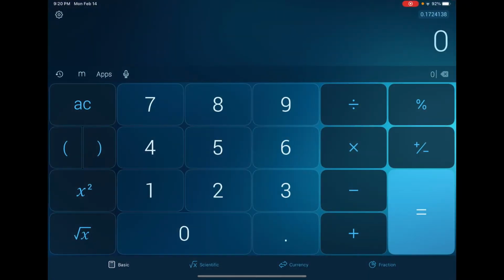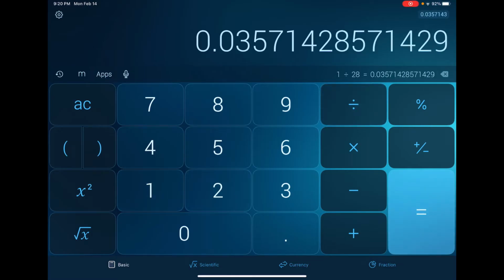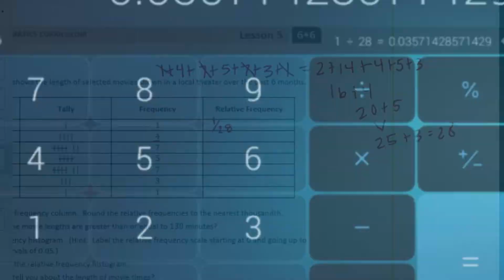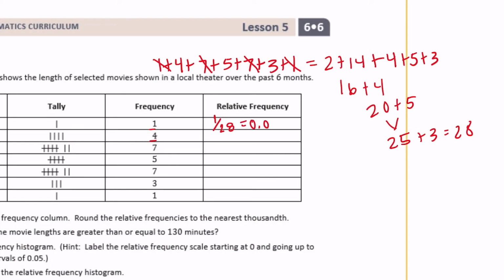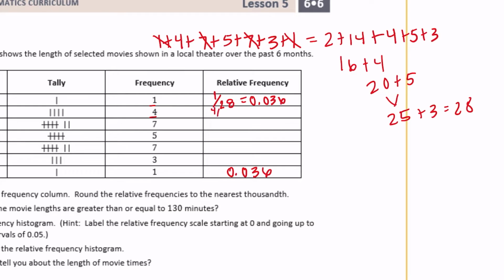So let's get our calculator up and do 1 divided by 28 would be, we round to the nearest thousandth, so there's a 7 in the 10,000ths place, which is going to change that 5 to a 6. So 0.036, 36 thousandths. Is there another one? We can do that again. So this would also be 36 thousandths. So let's do 4 divided by 28. We can write them all out. 7 divided by 28, 5 divided by 28, 7 divided by 28, and 3 divided by 28. And this was 1 divided by 28.